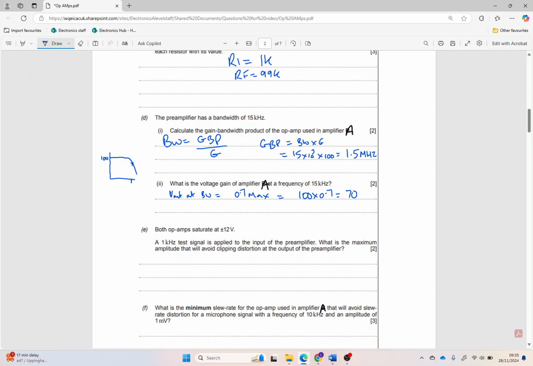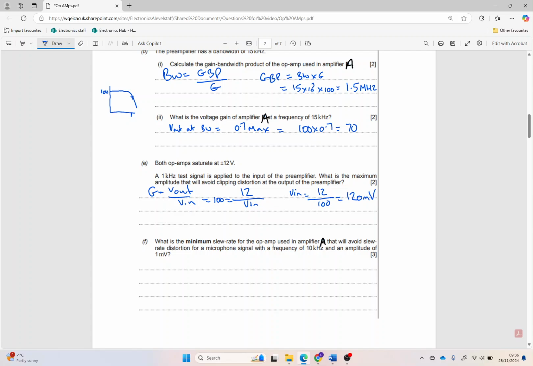A 1 kilohertz signal is applied. What is the maximum amplitude that will avoid clipping distortion? All we're effectively doing here is applying the formula gain equals V out divided by V in. We know that we can get 12 volts out, and we know that we've got a gain of 100, so we're looking to find out what V in is. V in is going to be 12 divided by 100, which gives us 120 millivolts.